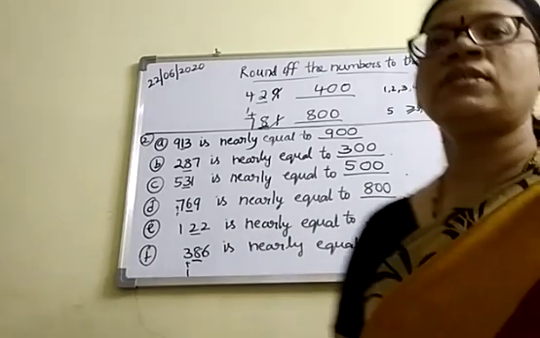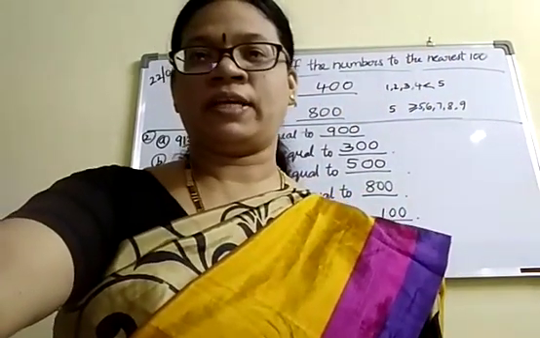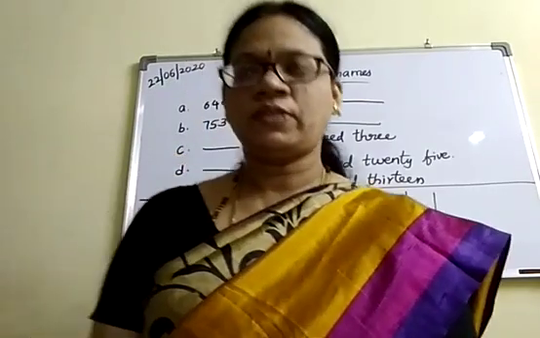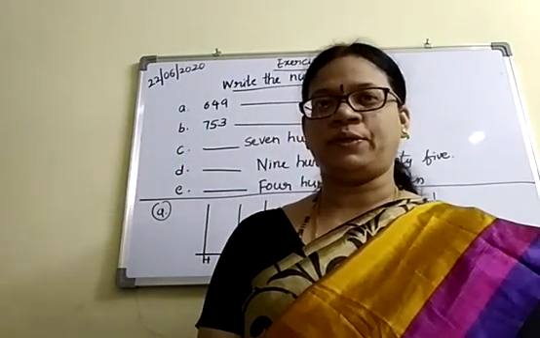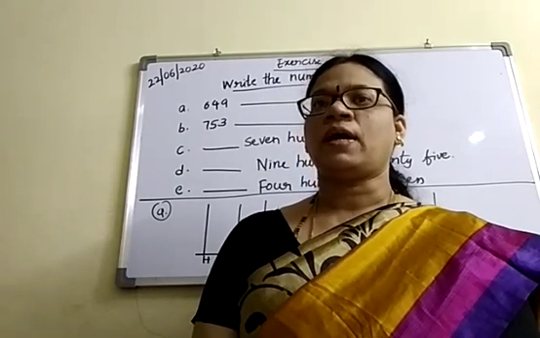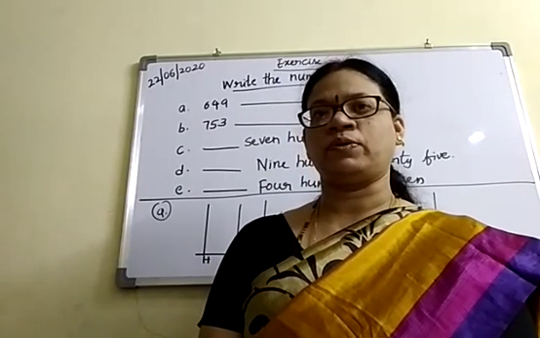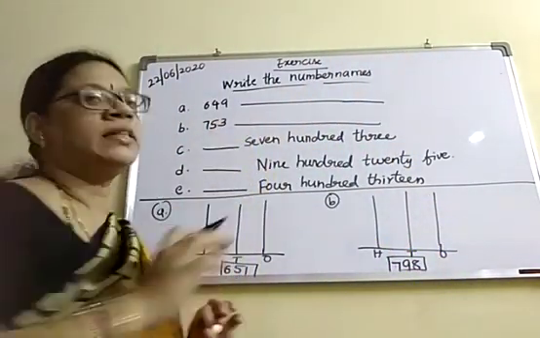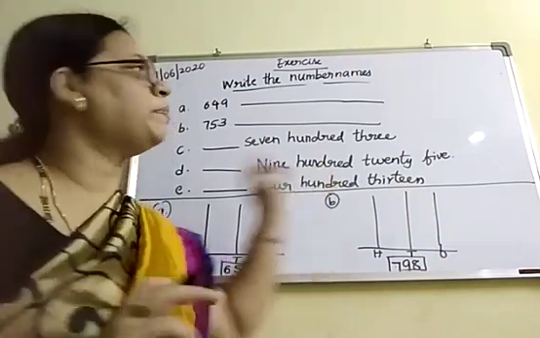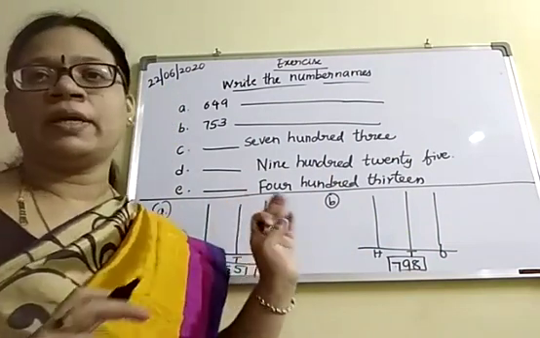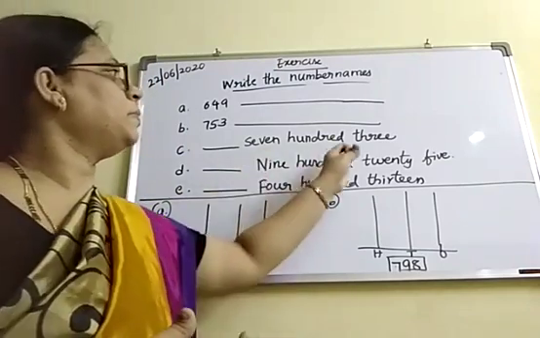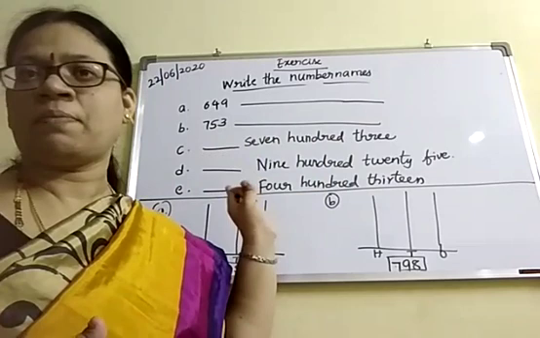Now copy this from the board into your textbook. Children, this is on page number 32 in your textbook. Open your textbook and complete what I wrote on the board just now. Now here we have to do this exercise. What is this exercise? Here they gave numbers and you have to write the number names for them, and they gave number names and you have to write the numbers for them.